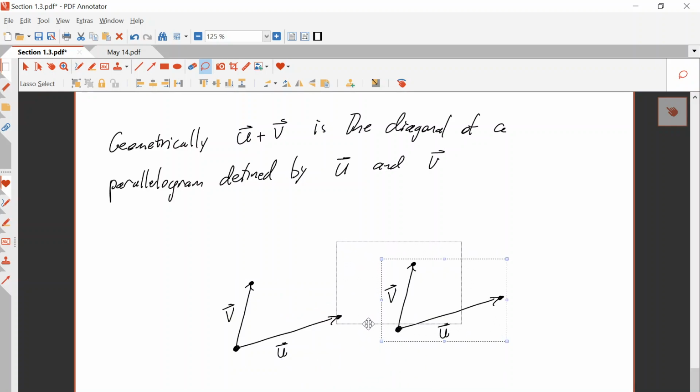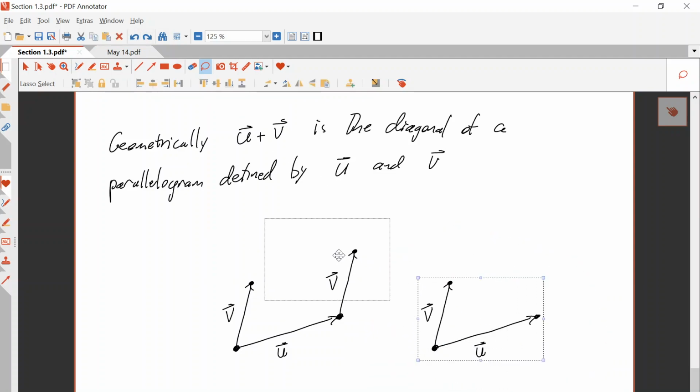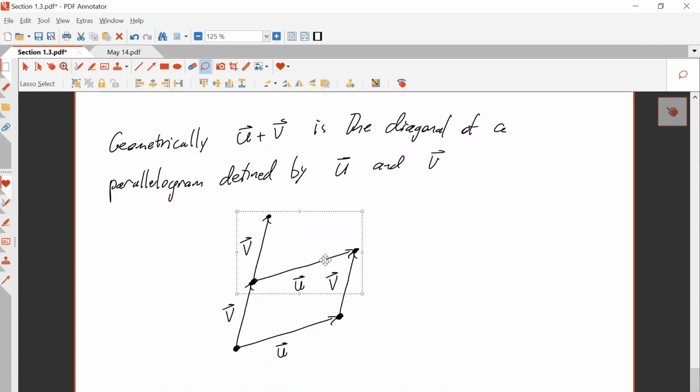So instead of putting the tail of v at the tail of u, you could also put it at the head of u. And instead of putting the tail of u at the tail of v, you can put it at the head of v. So I could put it up here. So u and v, whoops, didn't work out. Try that again. There we go. So u and v form a parallelogram in this fashion here.